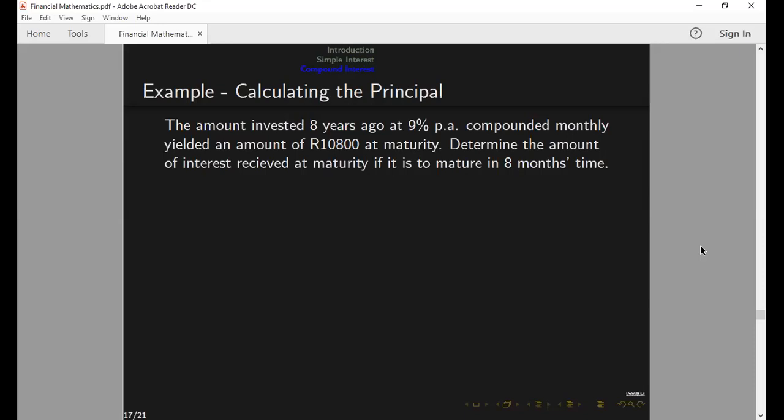Yielded, meaning there was a process. The word yield means the results that came out after a particular process had taken place. So in this case, what is the process? The investment process. That is the process we're talking about. And then the yield was 10,800. That is the result that came out of all this: 10,800.